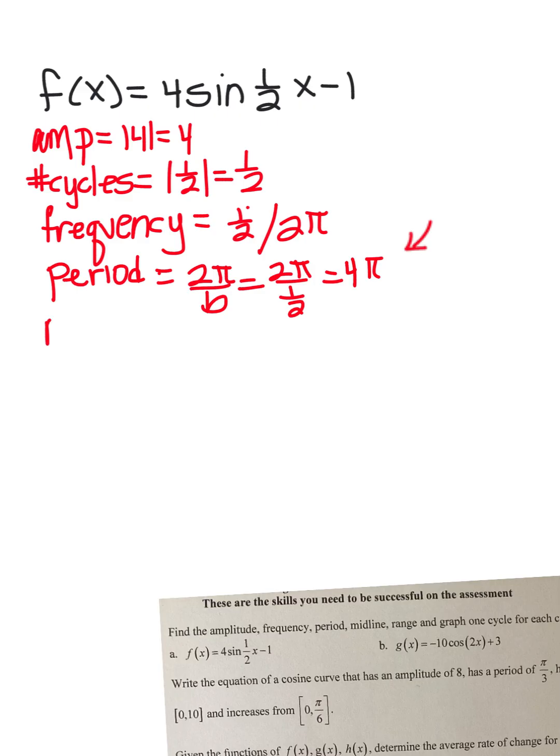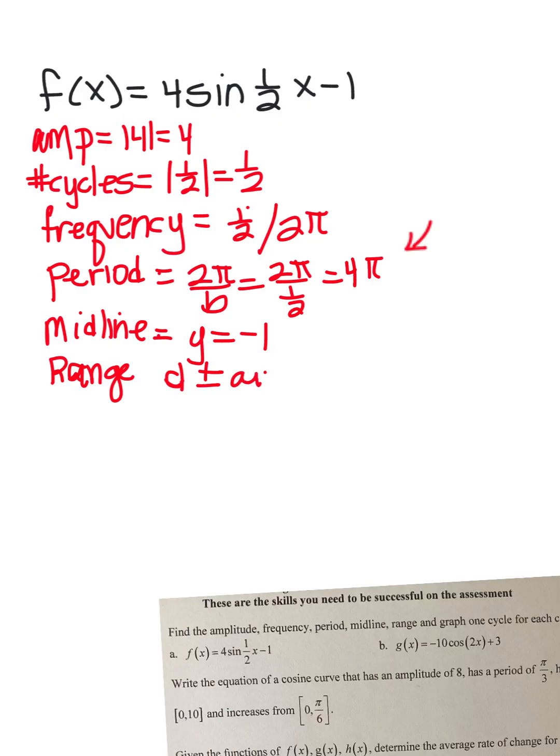The next thing is we need the midline. That's y equals d. So this is y equals -1. The range is the midline, or d, plus minus the amp. So that's -1 plus minus 4. So -1 plus 4 is 3, -1 minus 4 is -5. So that's the range, is from -5 to 3.